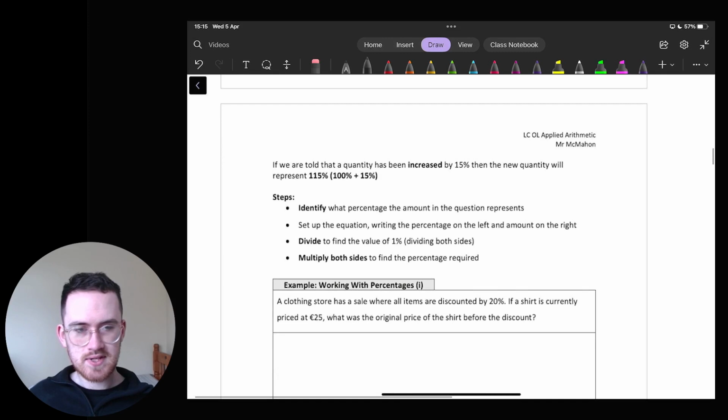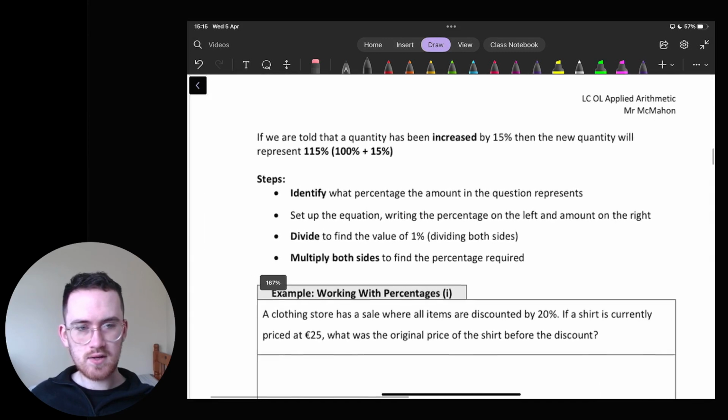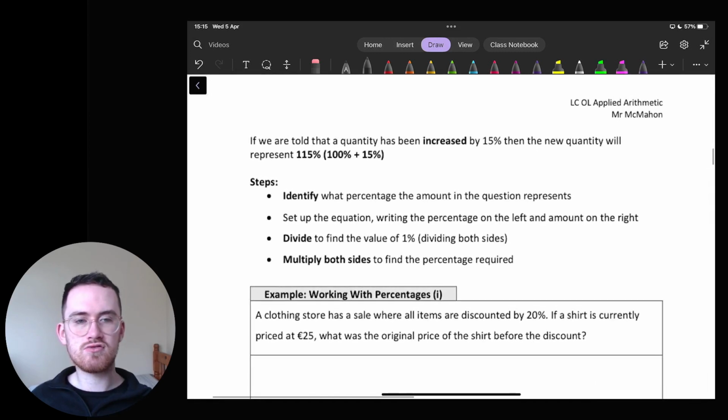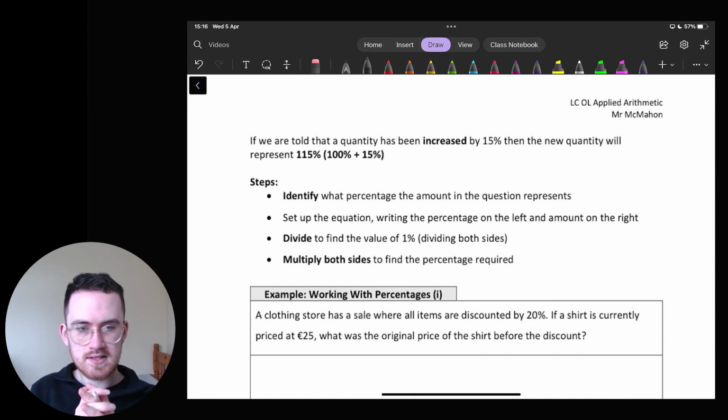So our steps, the key things we need to do: identify what percentage the amount in the question represents. That's always our first step. What percentage do I have? It's not always 100. We need to know exactly what it is. Then set up our equation, writing our percentage on the left and the amount on the right, with the percentage that we have.